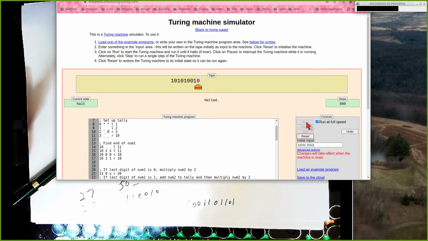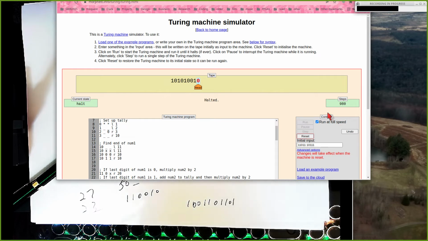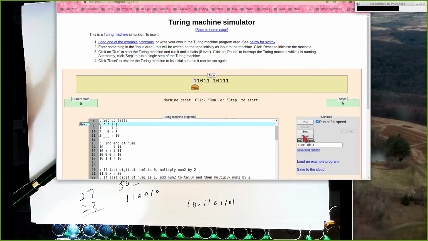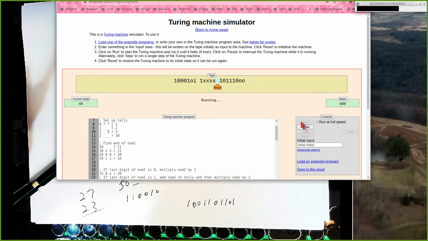There we go. Oh, that did not work. Did we just break computer science? Twenty-seven times 23. I'll run it again. There we go. All right.